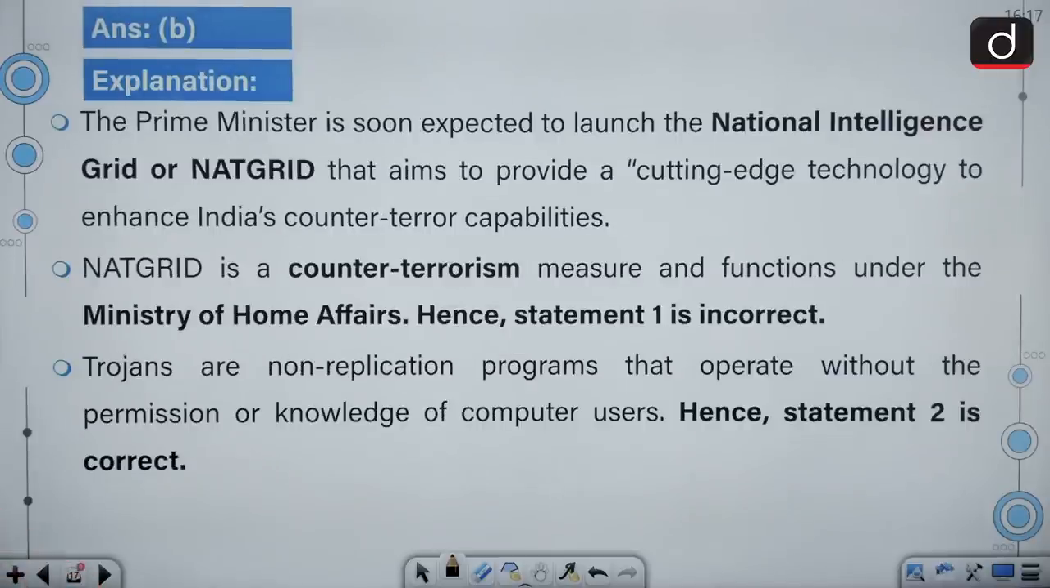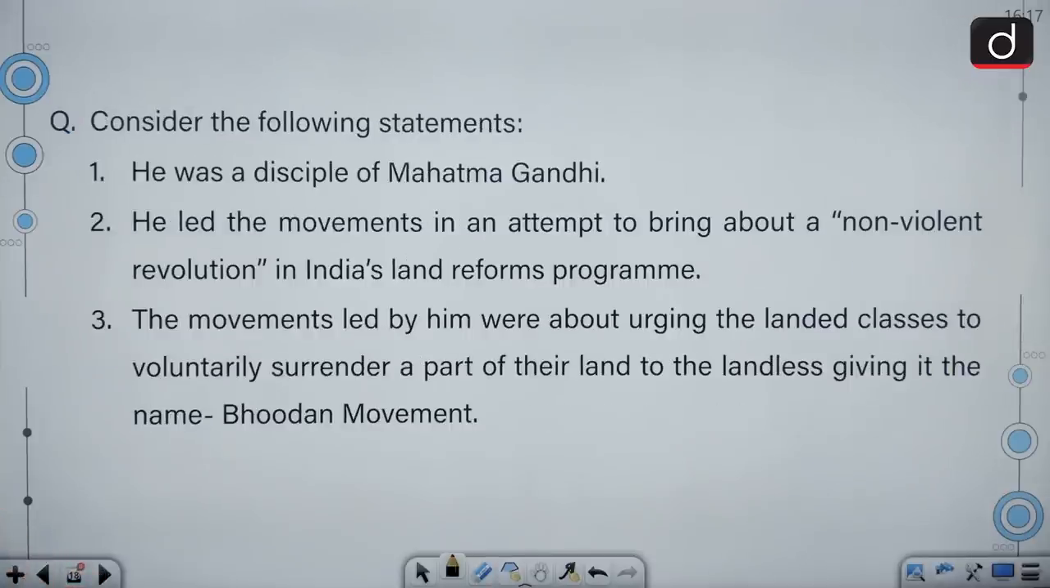The Prime Minister is soon expected to launch the National Intelligence Grid or NATGRID that aims to provide cutting-edge technology to enhance India's counter-terror capabilities. And we have already discussed these two statements, so we shall move forward.